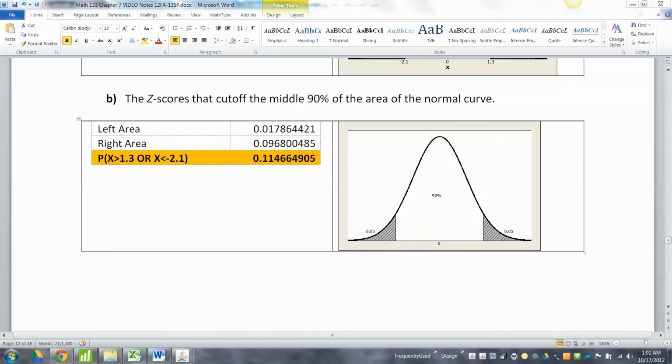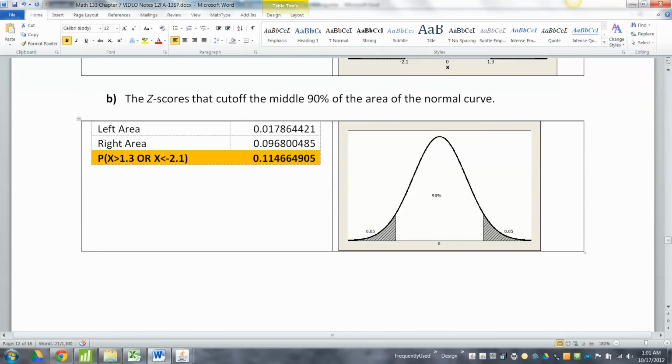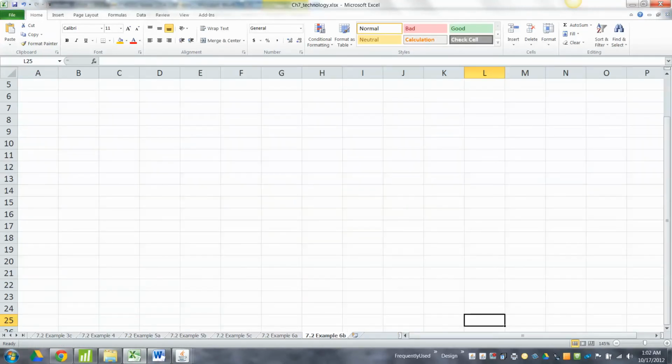Now, what has to be in each of the tails? So you've got to think about this logically a little bit. If the center is 90% and it's symmetric, that means there's 10% for the two tails put together. That means each tail on its own has 5%. That way the whole curve will make 1. Okay, so let's go to Excel.